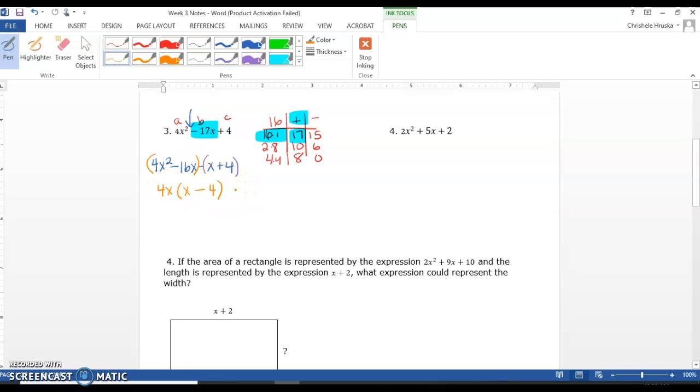Now notice what I have here. In the purple, I have negative x plus 4. And right here, what I need to match is positive x minus 4. It's the exact opposite. So what I'm going to do is factor out a negative 1, and it's going to change my signs from being negative x plus 4 to positive x minus 4. So my final answer is 4x minus 1 times x minus 4. And if I wanted to check this, do you remember what we need to do?